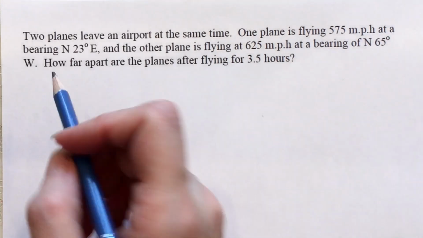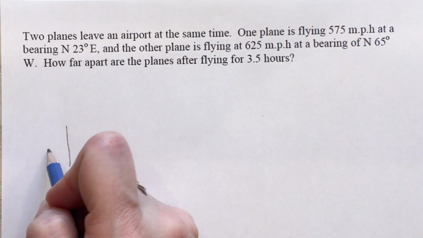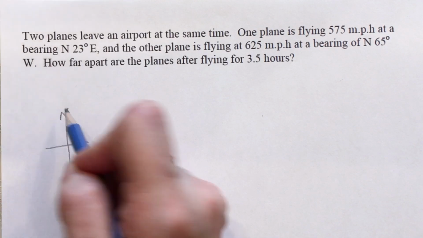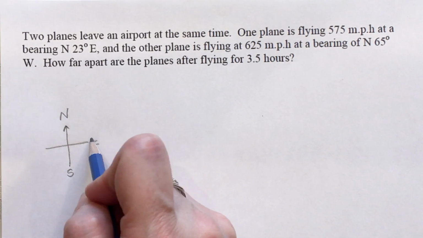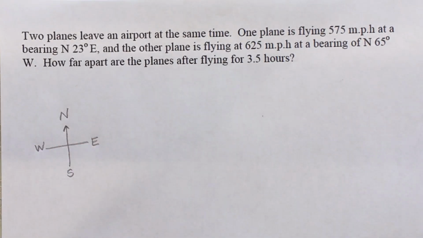2 planes leave an airport at the same time. So here's our airport. This is north. So north is always straight up and down. South is opposite. East to the right and west to the left. There's my compass.